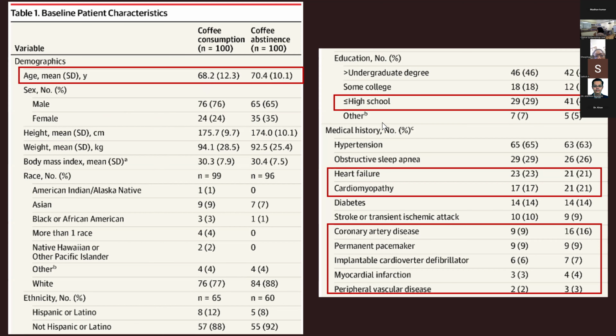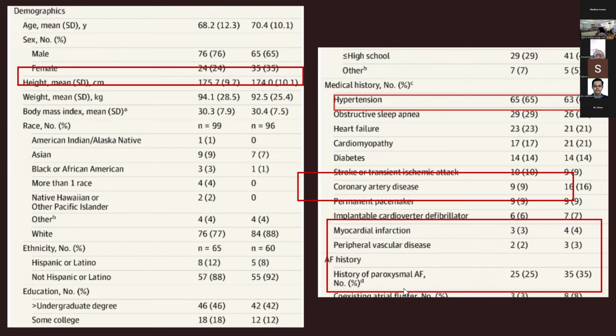And when we look at the medical history, something which is bothering is the fact that the patients with some structural heart problem like cardiomyopathy, heart failure, coronary artery disease, myocardial infarction, they were a little more in the coffee abstinence arm, as we can see here 17 and 21, coronary artery disease 9 and 16, again myocardial infarction 3 and 4. So in total, there were 13 more participants with a structural heart problem in the coffee abstinence arm compared to the coffee consumption group. This puts them at a slightly disadvantaged position.